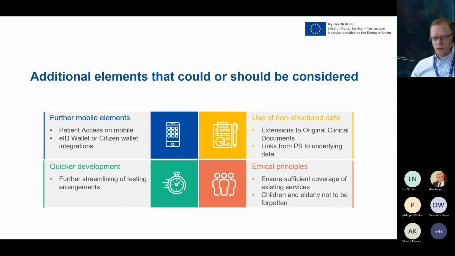And the last point to mention is the ethical principles. I already showed that coverage of service is not yet 100% in all member states which are live. So we need to improve that, definitely. And we should not forget some population groups, such as children and the elderly, so that maybe people could purchase medication on their behalf if they're authorized to do so. Maybe they can provide consent to the use of the services using paper, which can be encoded later. So all these ethical principles should be kept in mind, of course.